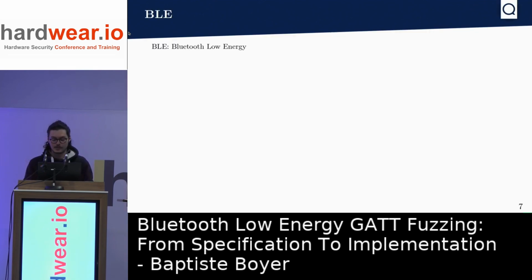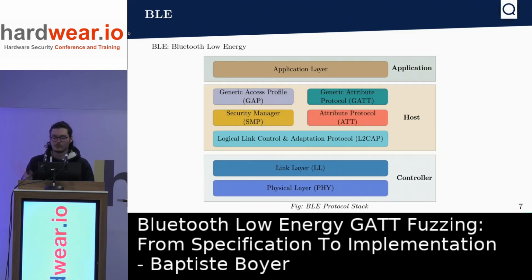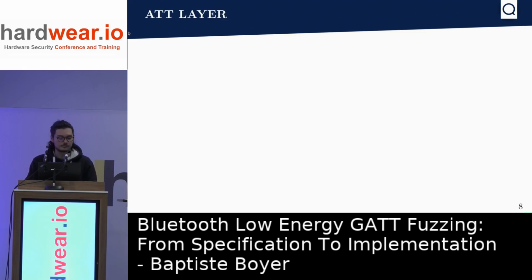Okay, what is BLE? BLE stands for Bluetooth Low Energy. And here is a nice picture of the protocol stack. We can see that BLE is built upon several layers, but we are only going to focus on these two: the ATT layer, ATT for attribute, and the GATT layer, GATT for generic attribute. Also, what we can notice here is that there are two distinct entities, the host and the controller, and that the host and the controller communicate together with the host controller interface.